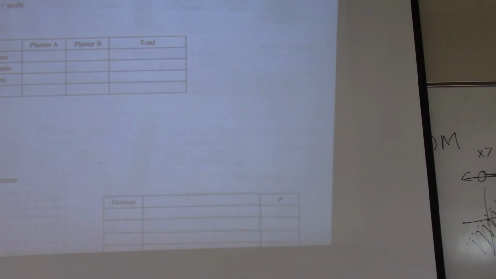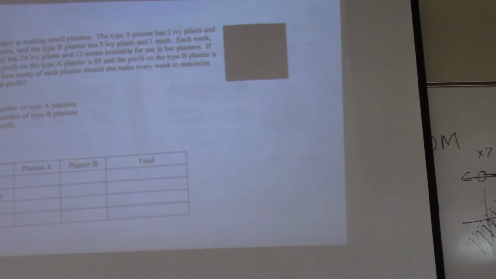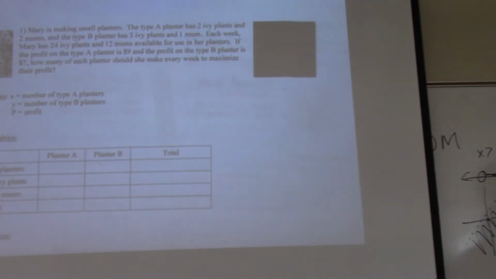Alright, so now we get into the real nitty-gritty of it. It's the story problems, the type of problems. The first thing is, let's just read the problem, which you can't see. Mary is making small planters. Type A planter has 2 ivy plants and 2 mums. Again, we can't really see the ivy plant over there, but oh well. And type B planter has 3 ivy plants and 1 mum. Each week, Mary has 24 ivy plants and 12 mums available for use in her planters.